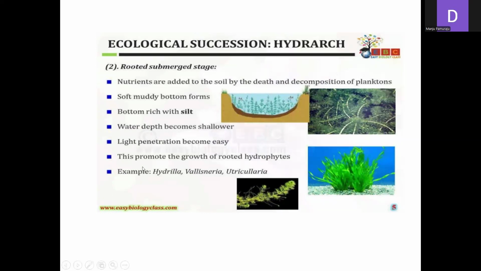The main points in Hydrarch are the decrease in the water depth and the formation of soil. Here the water becomes shallower and light penetration becomes easy. This promotes the growth of the rooted hydrophytes. Examples of these rooted hydrophytes are Hydrilla, Vallisneria and Utricularia. These are the main rooted submerged stage organisms.